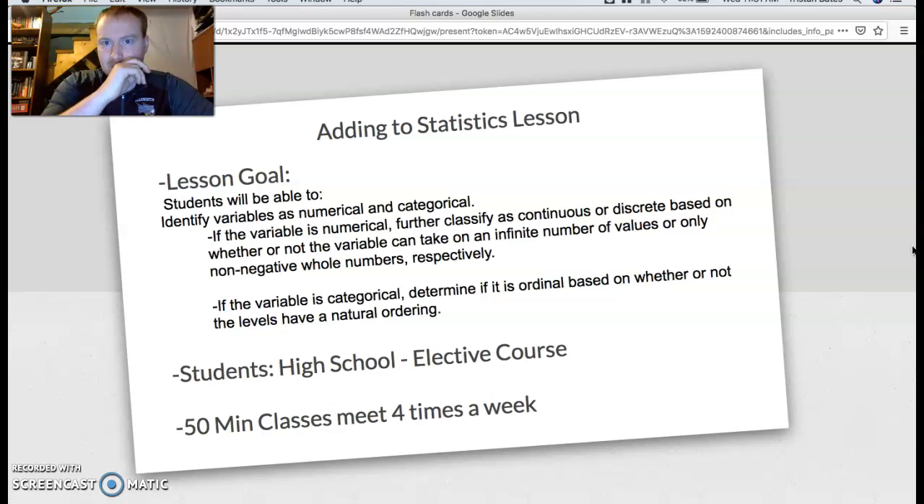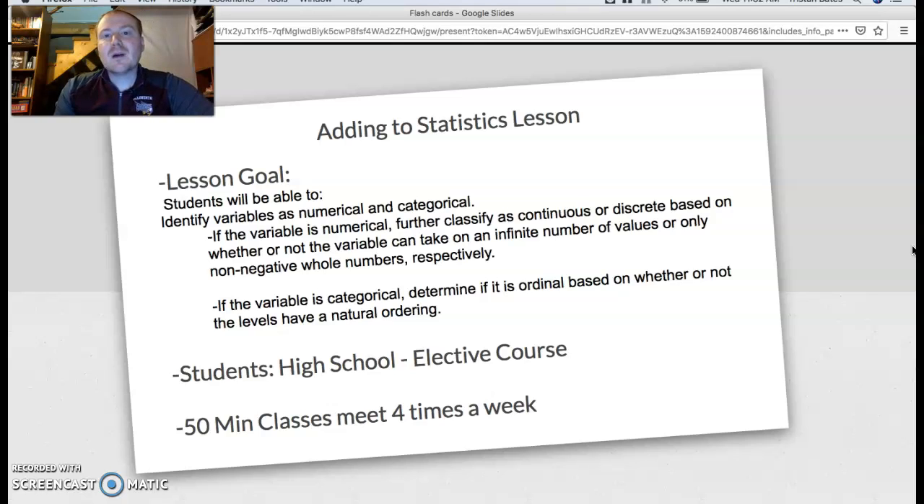At the beginning of the year, obviously, we have to start with what is data. One of the first lesson goals is students being able to identify the difference between numerical and categorical variables or data. And then knowing that if it's numerical, it can be either continuous or discrete, and if it's categorical, it can either be ordinal or cardinal.